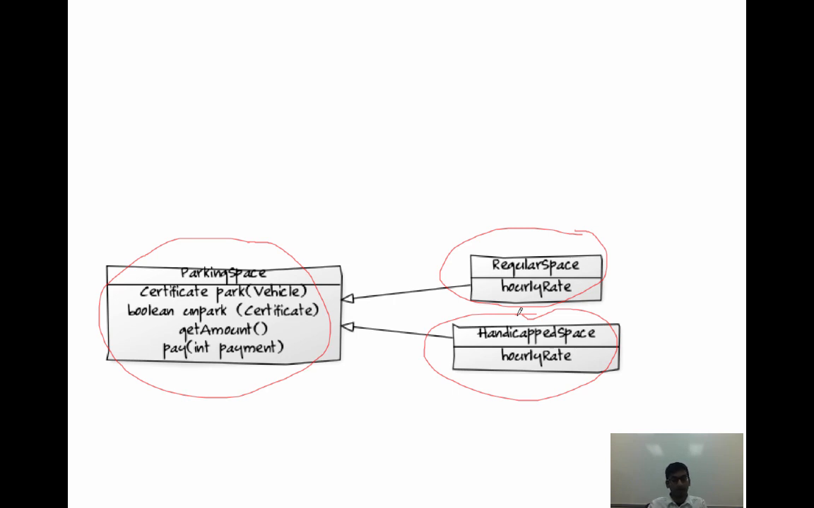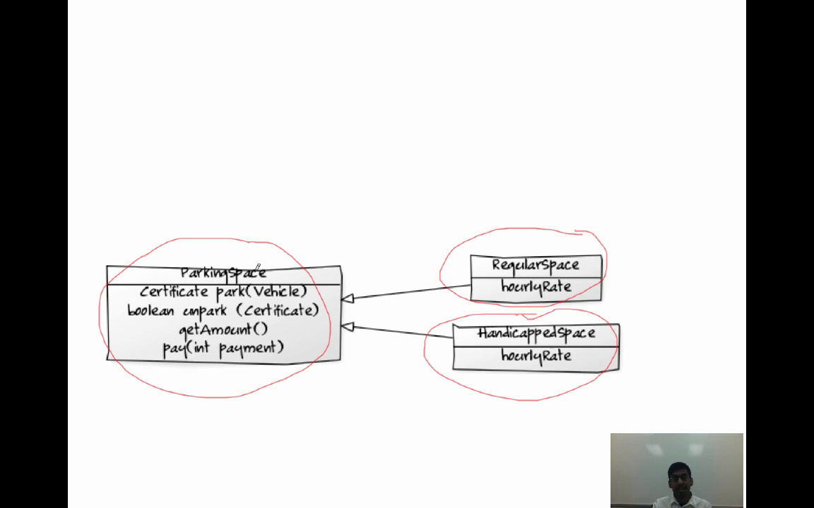Moreover, what about the hourly rate? The hourly rate is not defined for the parent parking space class. It's only defined in the child regular space class and handicapped space class. So if you were to create an object of the parking space class, what would be its hourly rate? So it's not really appropriate to create an object for the parent parking space class. And here is where the concept of an abstract class comes in.